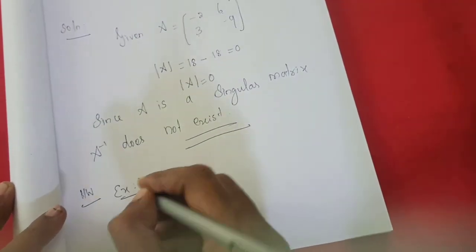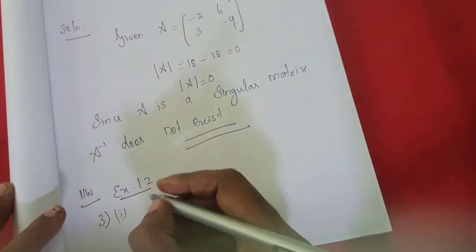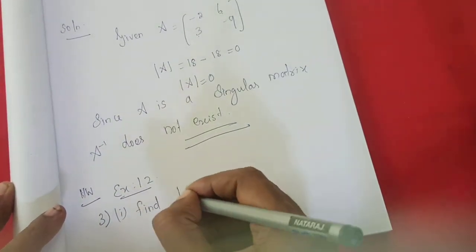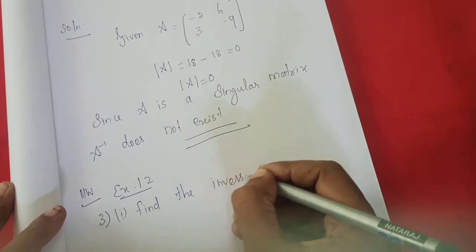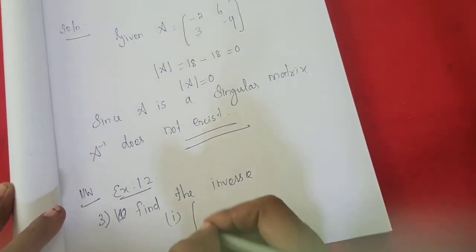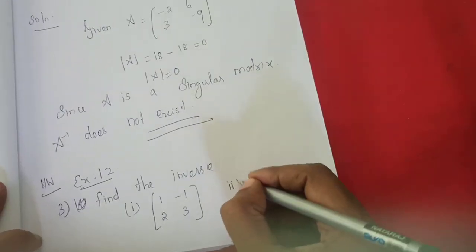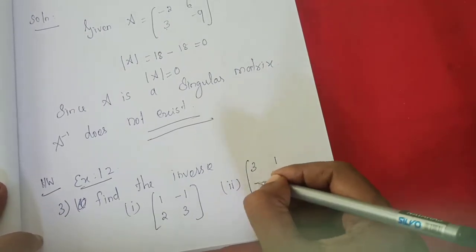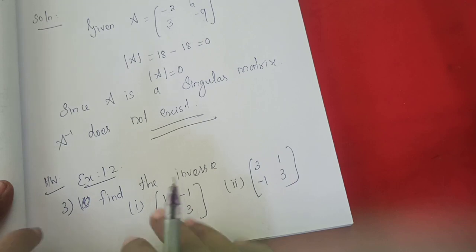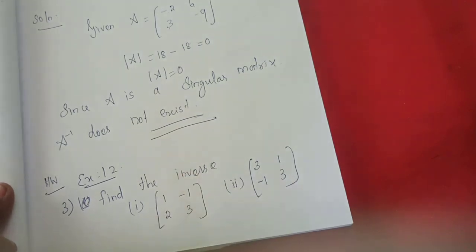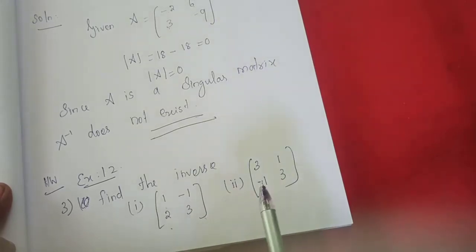Homework: exercise 1.2, problem number 3, first Roman. Find the inverse. Third Roman, first part, that is [1, -1; 2, 3]. Second one, [3, 1; -1, 3]. Now only we did that, same as example 1.14 and 1.15. Find the inverse of [1, -1; 2, 3], then [3, 1; -1, 3]. Okay students, please do it and send it to me. If you have any doubt, we will clear it in the interaction section.